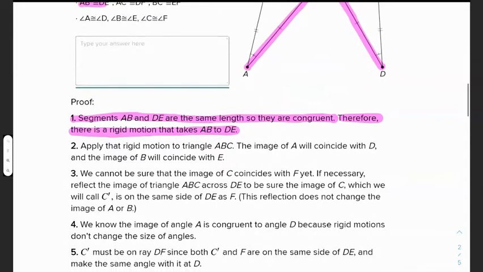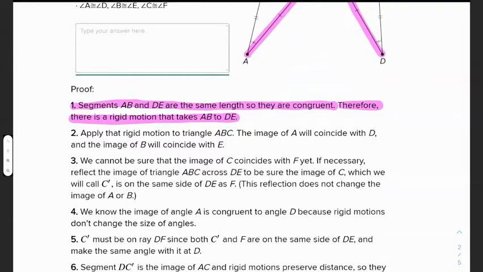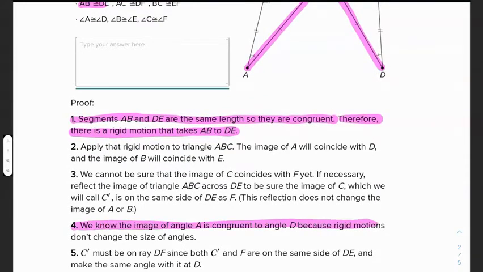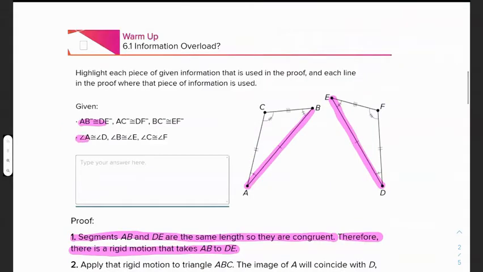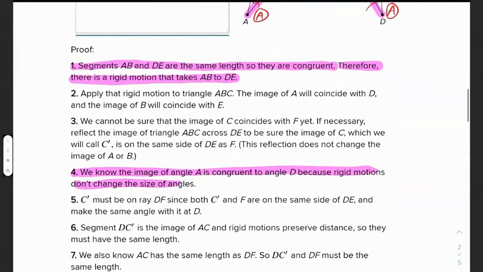So number 3 doesn't really fit our narrative. Let's see. Number 4, we know the image of angle A is congruent to angle D. Ooh, they said that up here in the given, right? Angle A is congruent to angle D. So again, number 1 was this part. Number 4 was that part. So we definitely know that. All right, so we have this side here being congruent to that side here, and this angle here being congruent to this angle here. Okay, let's read on, see what else they're giving us.